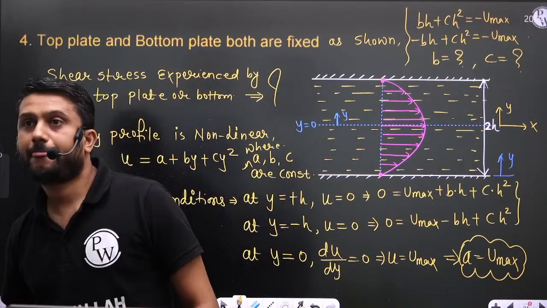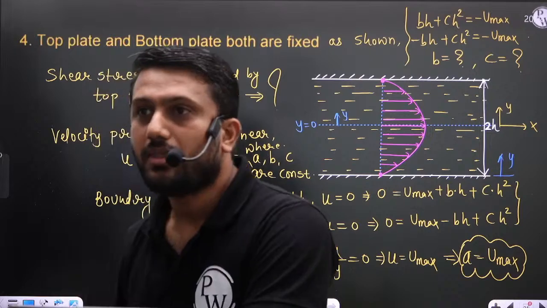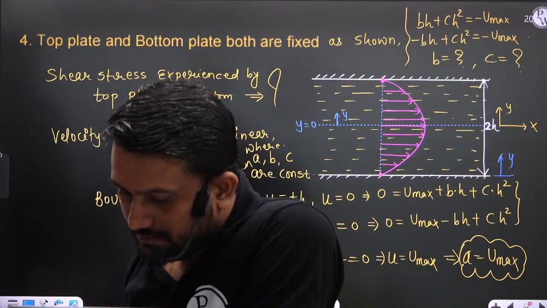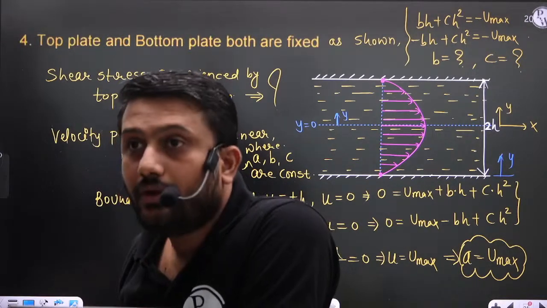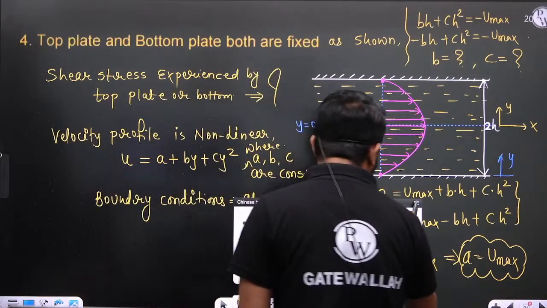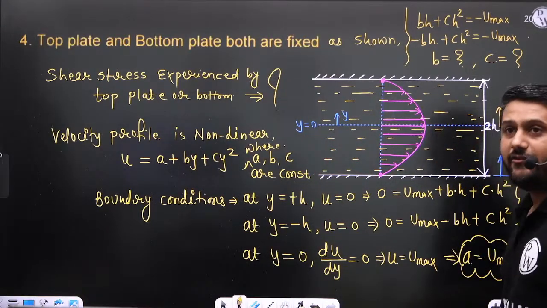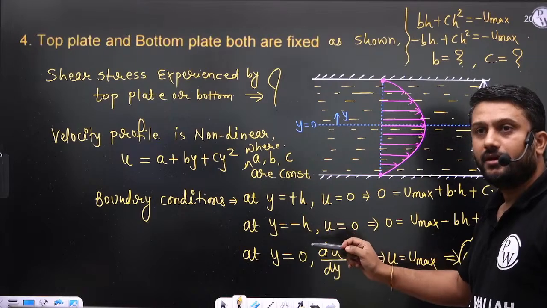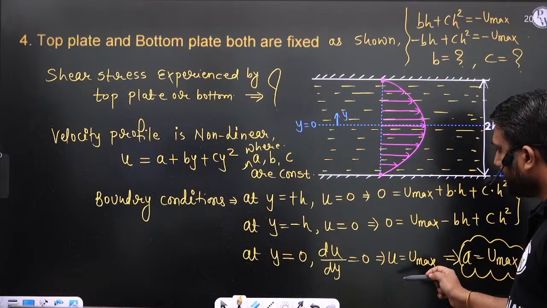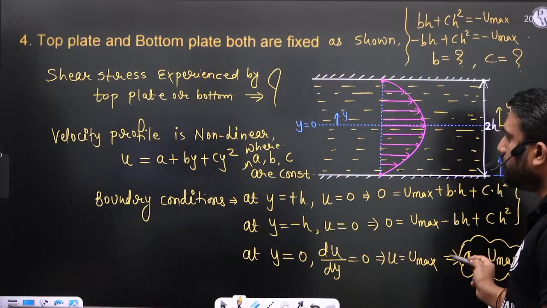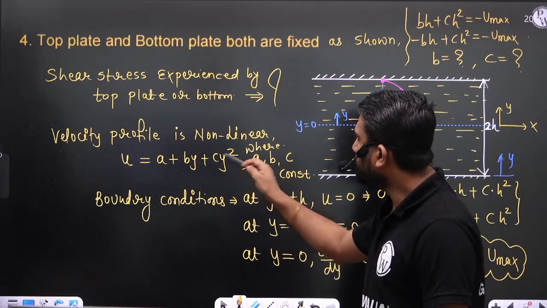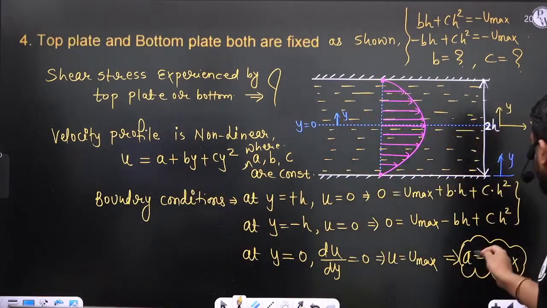Okay, so just simple. We have these three boundary conditions. From the third boundary condition, at y is equal to 0, u is equal to u maximum, because du by dy is 0. So a is equal to u maximum.